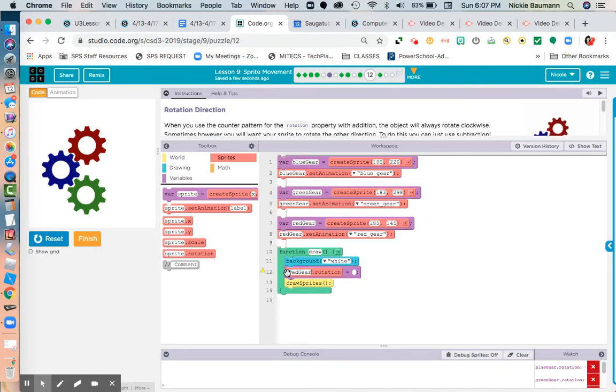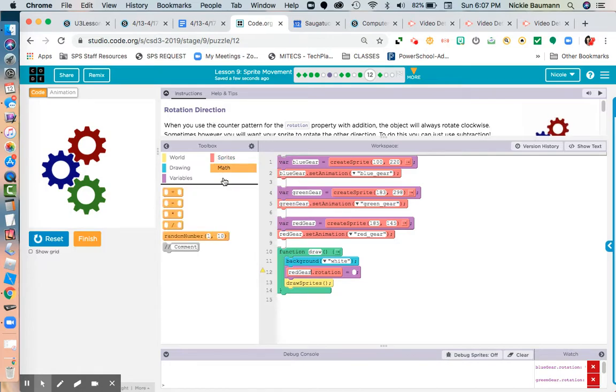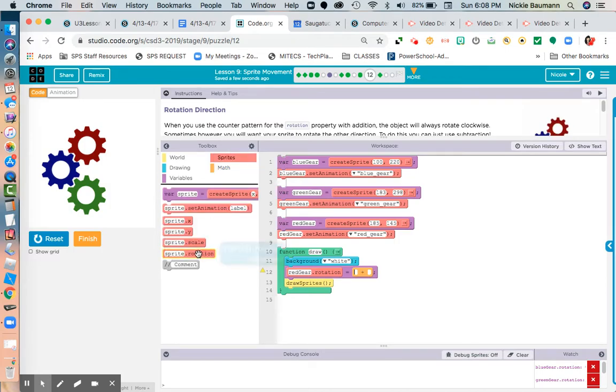So right now the current position is 0. So the next time I draw, it's going to be 4. And the next time I draw, it's going to be 8. And the next time, 12. And the next time, 16. So I need to take the original amount and add 4 to it. So to do that, I'm going to need some math, and I'm going to need the plus sign. Now, I need to add on to its original self. So I need to go back to sprites and do sprite rotation.